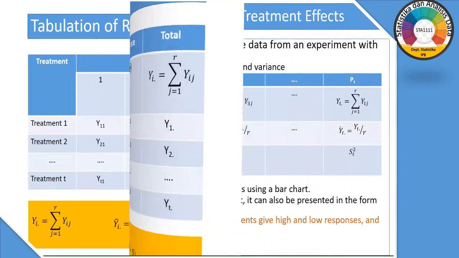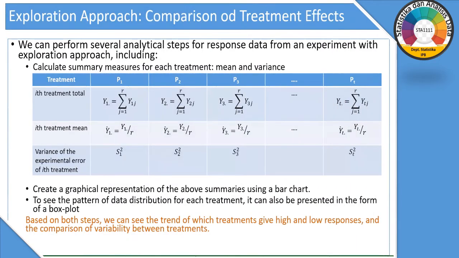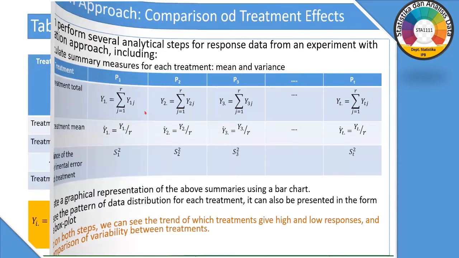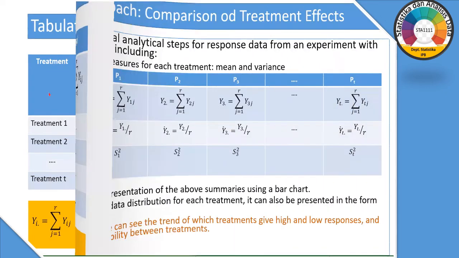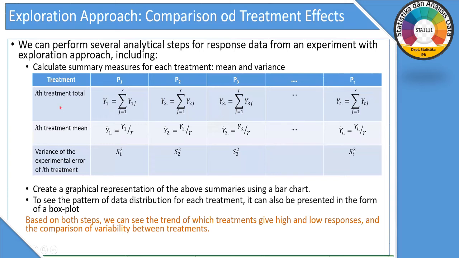Okay, then the next one is, after you make a summary in terms of tabular representation like in the previous slide, then of course you can do all of this calculation, because this one is the total, right? Y1 dot, like what you obtain here, Y1 dot, Y2 dot, and so on. So we call it the treatment total. Then later you can calculate the average.